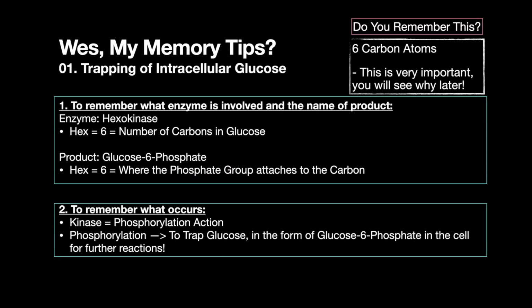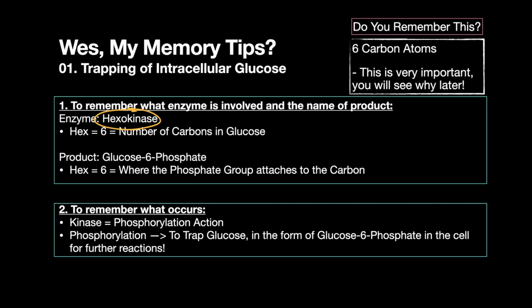So you might be asking, where are my memory tips? Well, for this first step, we have already discussed that the first thing we will need for glucose is to trap it in, right? And we do that with the help of hexokinase in all the cell types except for liver, while glucokinase does this instead in liver cells specifically.